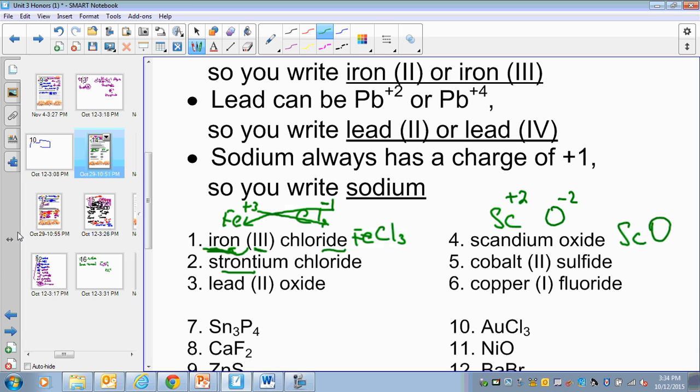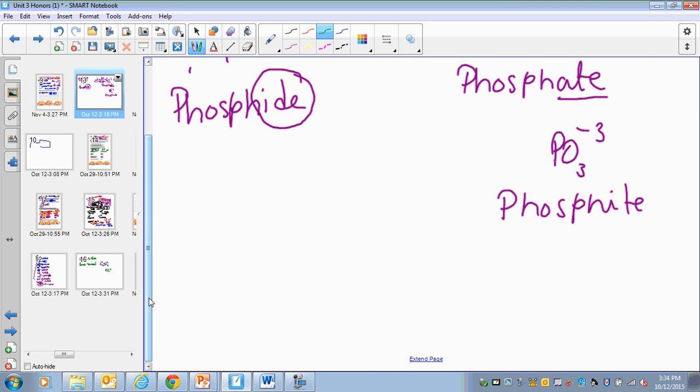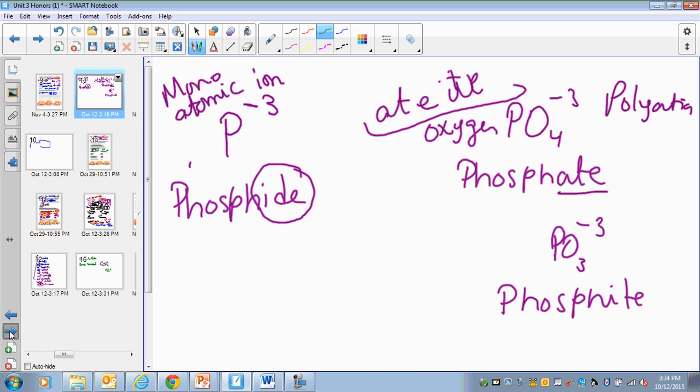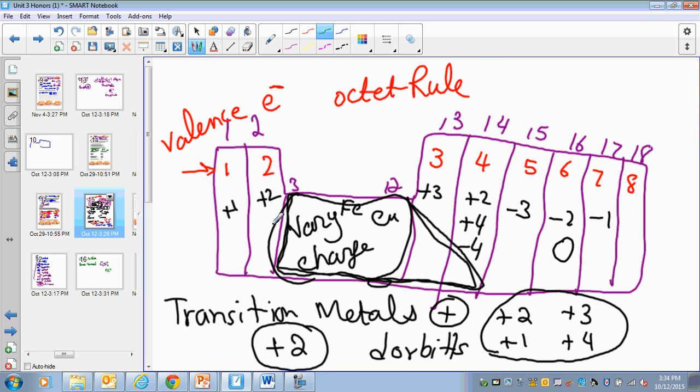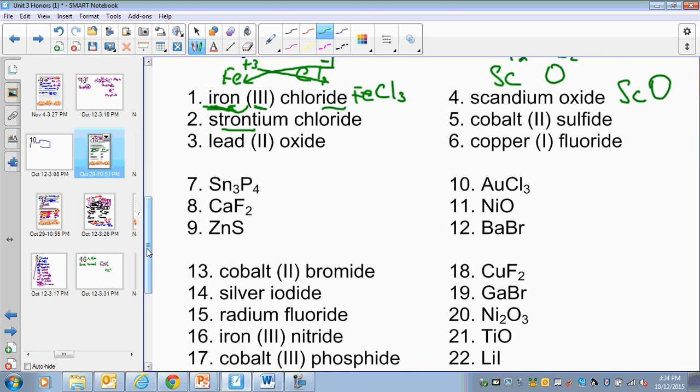Strontium belongs to group 2. Strontium is right here. So strontium belongs to group 2. Let's do that. Strontium is +2, chlorine is -1, so the formula is going to be SrCl2.